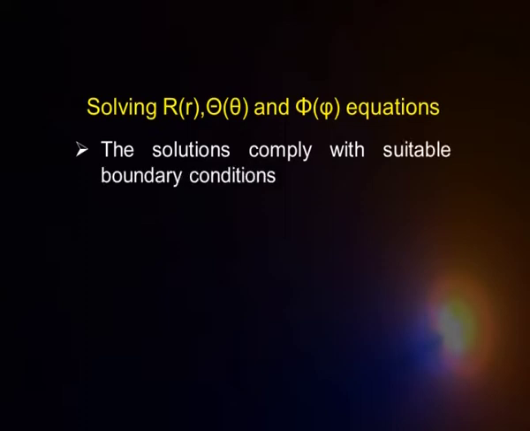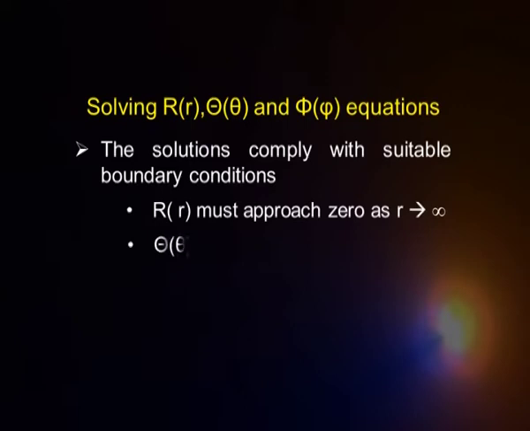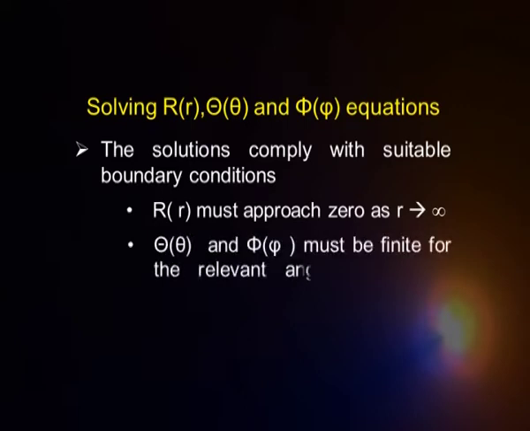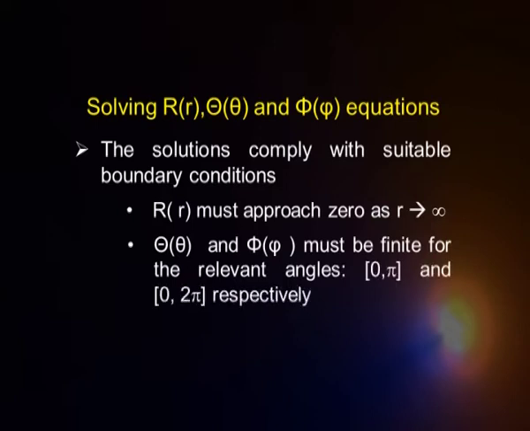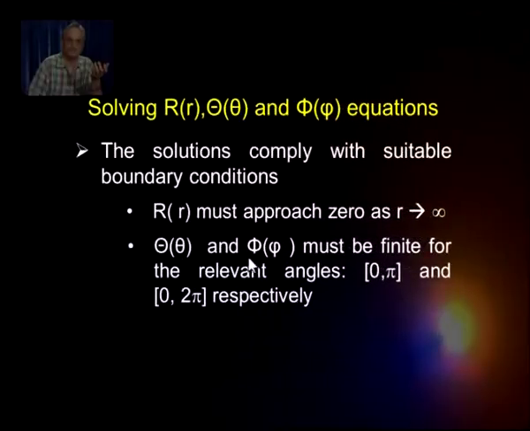So here again, what we do is, we ensure for our r equation, that is the wave functions we get there must approach 0 as r tends to infinity. Similarly, for theta and phi, we had to ensure that the values of these wave functions are finite for the relevant angular ranges. For theta, the angular range is 0 to pi, and for phi, we have 0 to 2 pi.